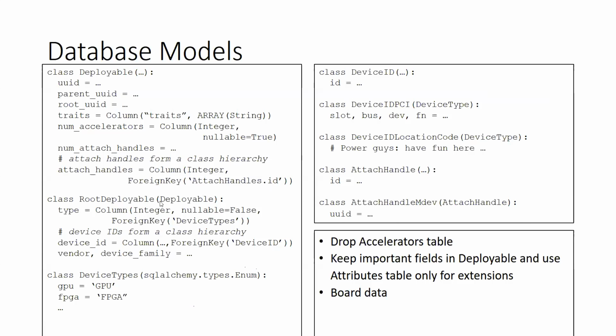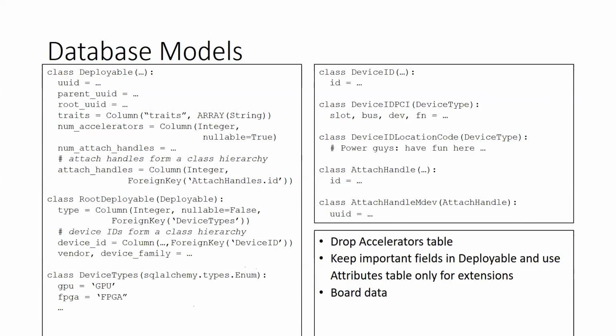If you look at this root deployable, it's also a deployable only, a child class. Basically, whatever is specific only to the root, which does not apply to the children, will go in here. For example, the type of the device, GPU or not. You will not have it once per child, it's only for the entire thing. Similarly, the vendor, device family, and a bunch of other things should apply only to the top level.